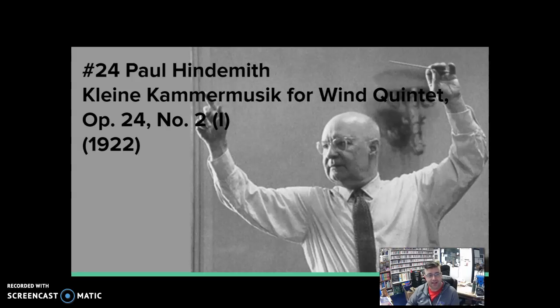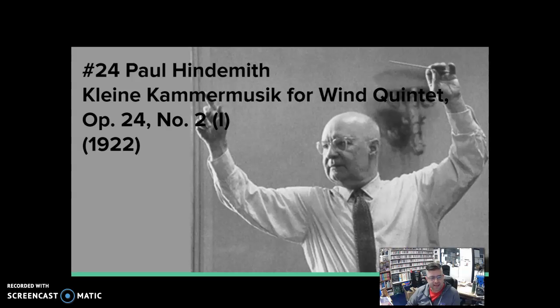Opus 24 is the entire chunk of 8 pieces that make up Kammermusic. And each one of them has 4 or 5 movements. So it's a rather large work. We're just going to listen to the first movement of the second one.